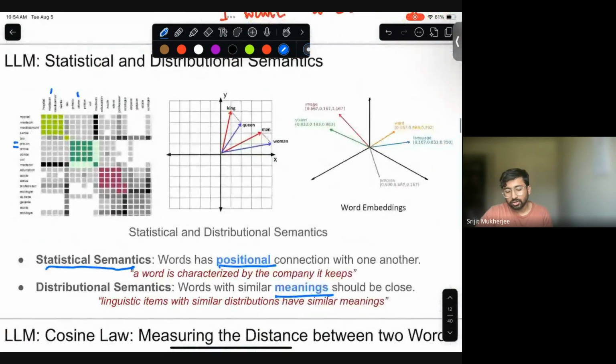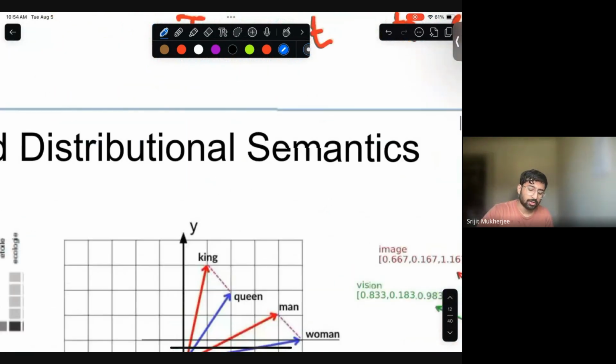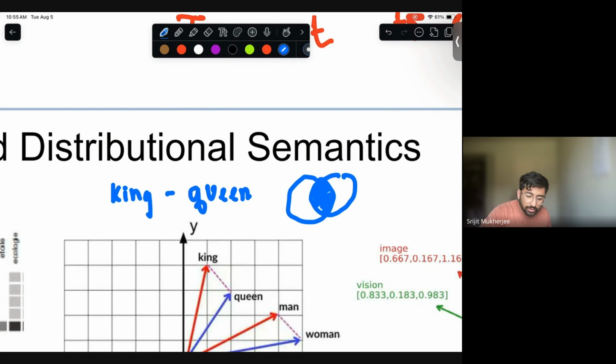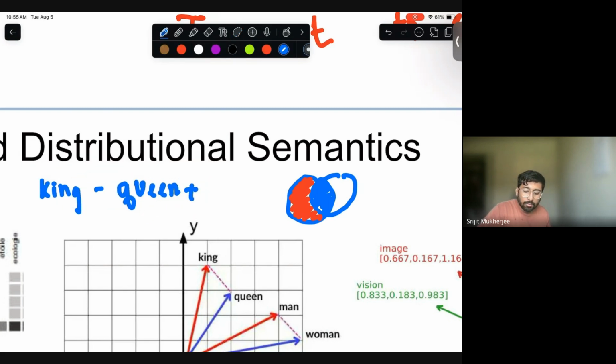Now, before I talk about it, let me explain. Let's say king minus queen. Let's say from the word king, you remove the queen. That means you remove the common thing between king and queen from the king word. If king is a set and this is queen, you remove this part, and then you only stay in this part. And after that, if I add, let's say, woman, what will that be?